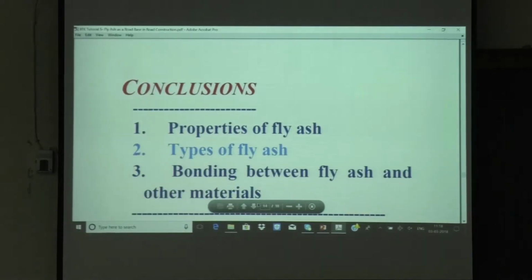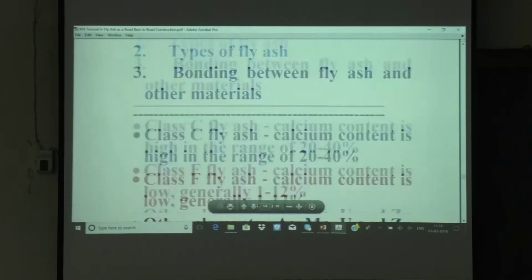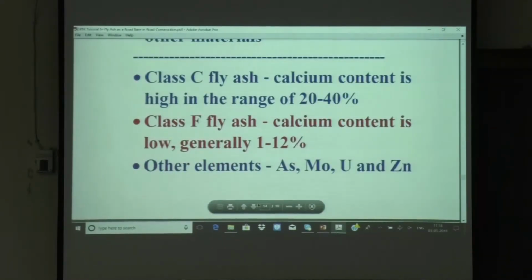So, conclusions. Properties of fly ash, types of fly ash, bonding between fly ash and other materials. These are very important. And we have covered all those aspects in these 15 hours of lectures and the 5 hours of tutorials. And we have had discussion, interaction. So fly ash can be a very valuable material.